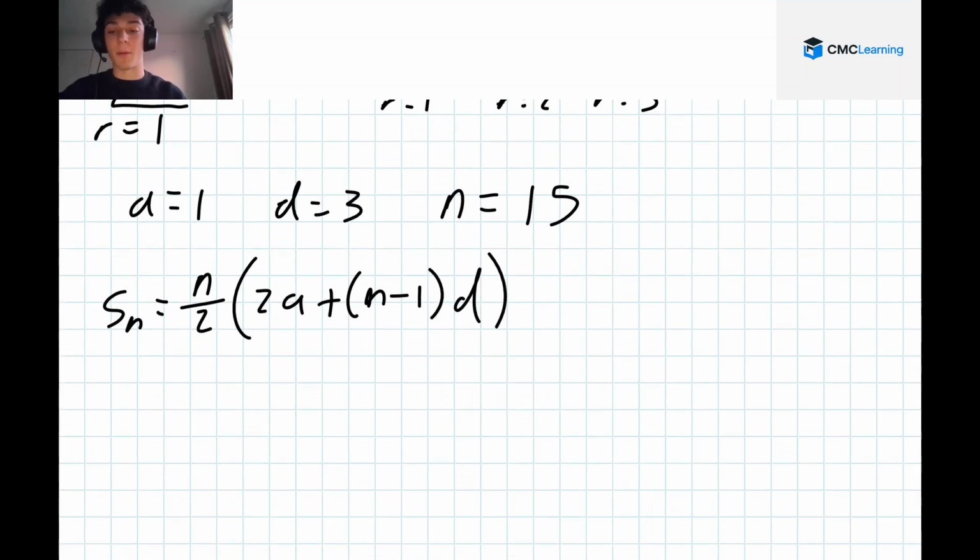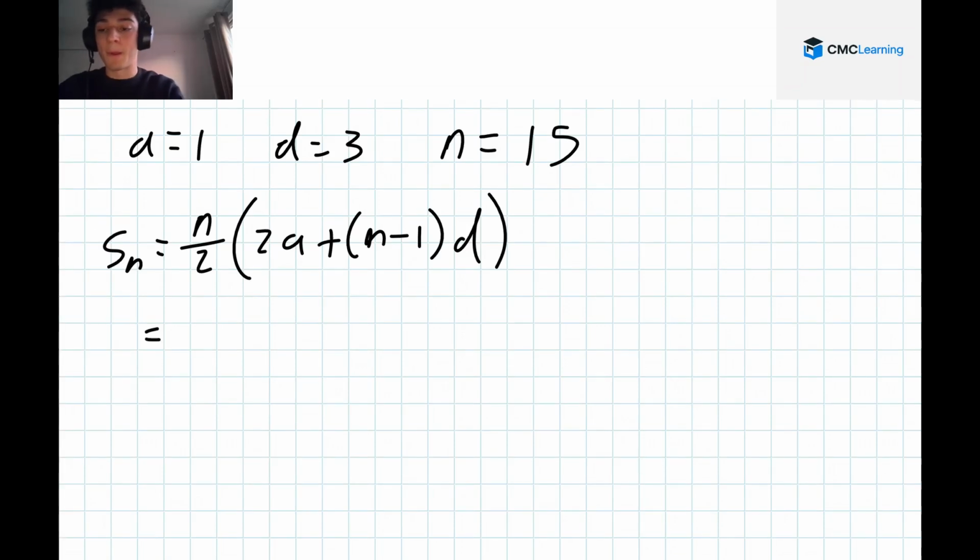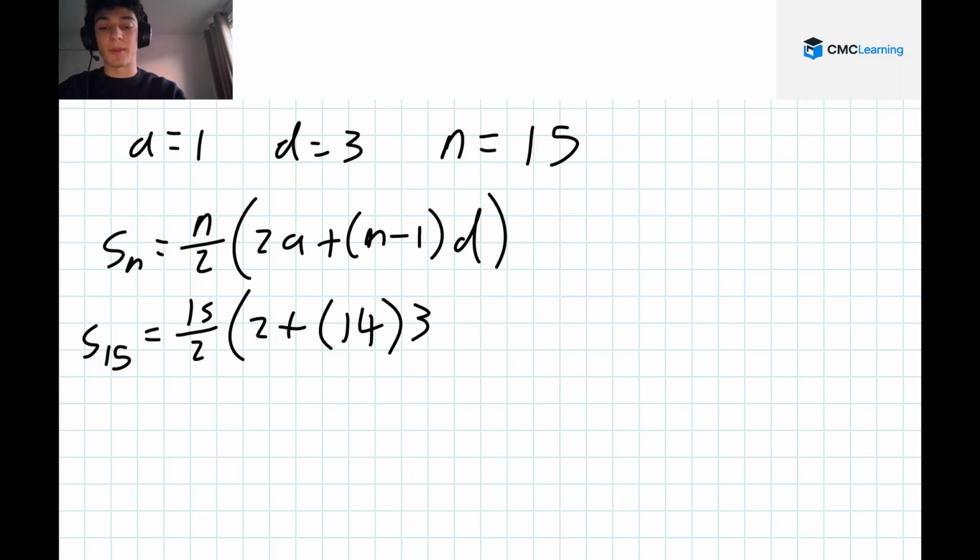So here we go. We can just sub in these numbers over here and see what we get. We can say that the sum to 15 terms is equal to 15 divided by 2, multiplied by 2 multiplied by the first term, which is 2, plus 15 minus 1, 14, multiplied by 3. And this is something we can just pop into our calculator and see what we get.